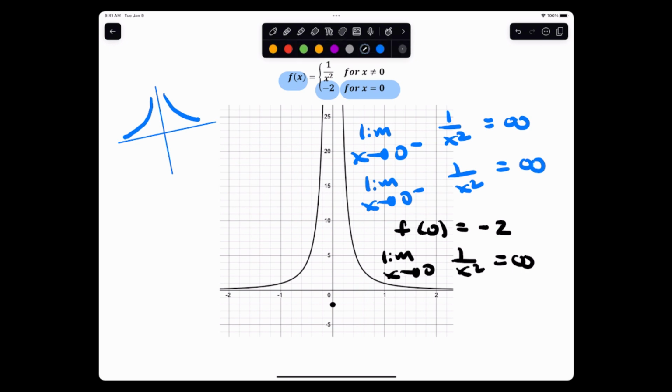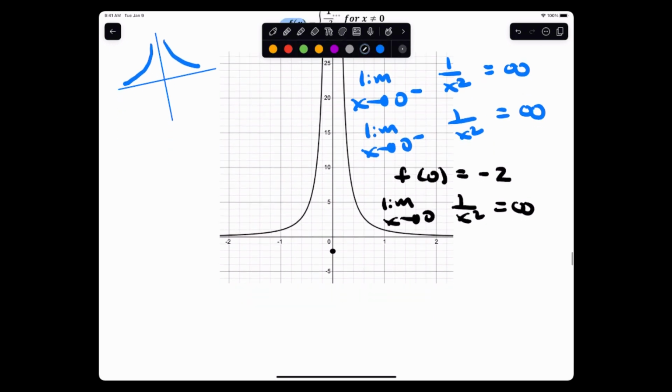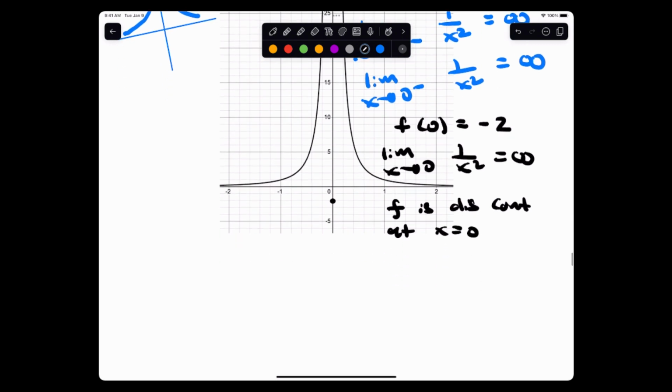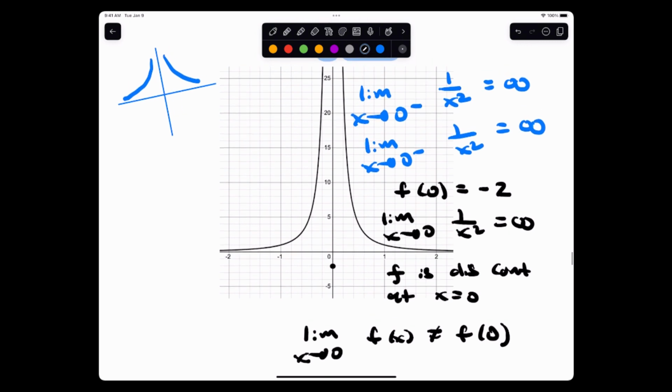Is your function continuous at 0? No. f is discontinuous at x equals 0. And then you say why? Essentially because the limit of the function does not equal the value of the function. I can't even write it down. So, ladies and gentlemen, this is a lot of good, powerful detail.